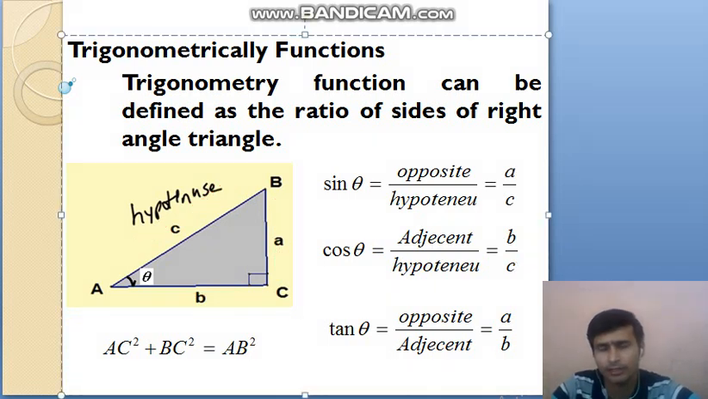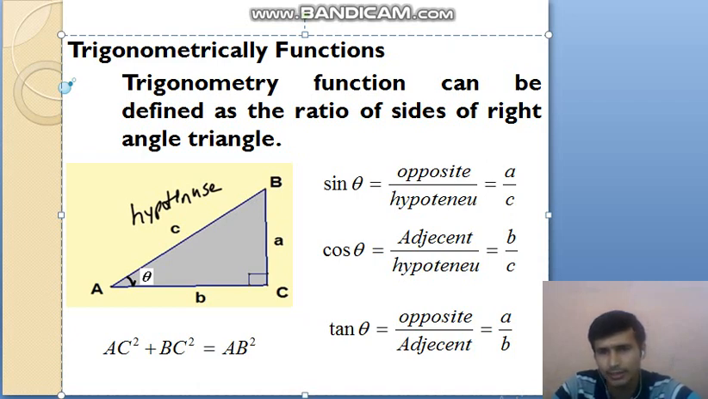Now how do we derive the trigonometric functions? First, sine theta. If we consider an angle theta here at A, sine theta is equal to the opposite side of the angle divided by the hypotenuse. The opposite side of this angle theta is A and the hypotenuse is C. So sine theta is opposite divided by hypotenuse, which is equal to A divided by C.